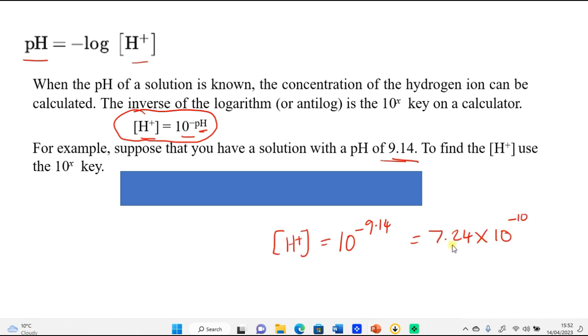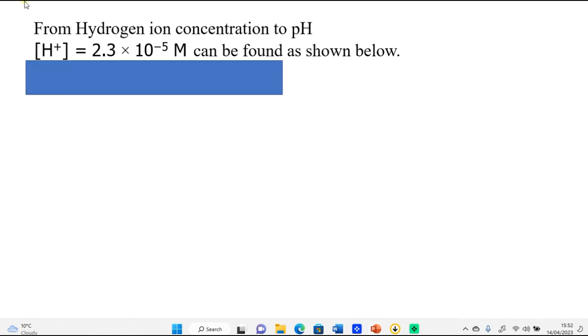So there, 7.24 times 10 power minus 10. Don't forget the units for concentration, mole per dm cube, right? Okay. So if we have this hydrogen ion concentration of 2.3 times 10 power minus 5, this M means mole per dm cube, right? So the capital M is a short form of writing that.